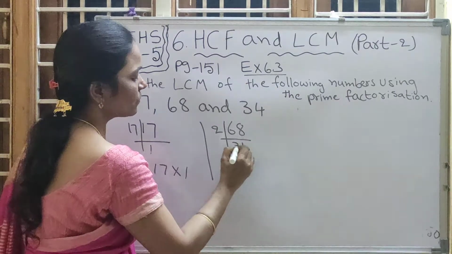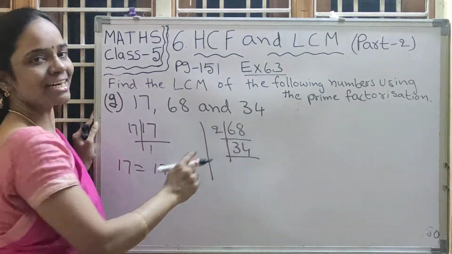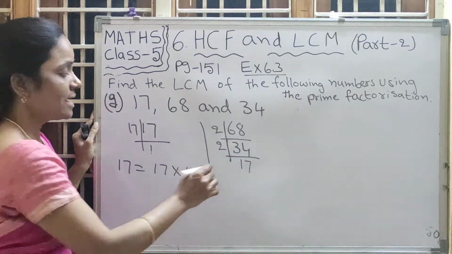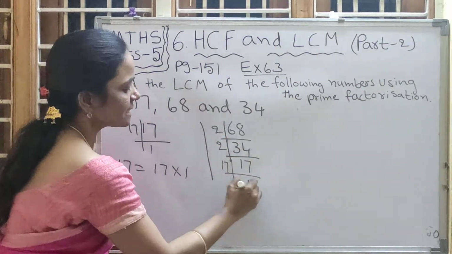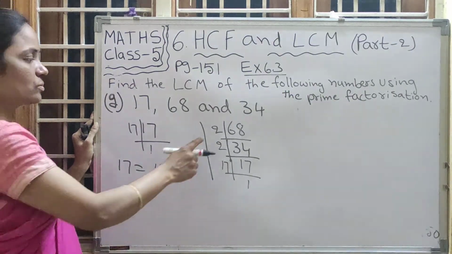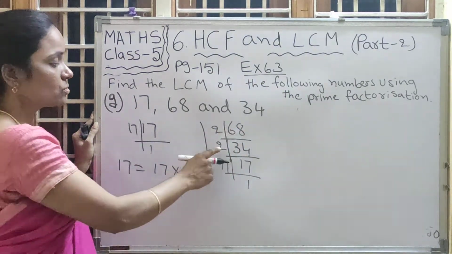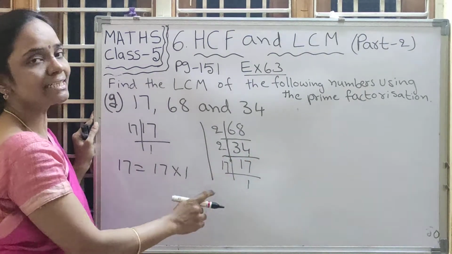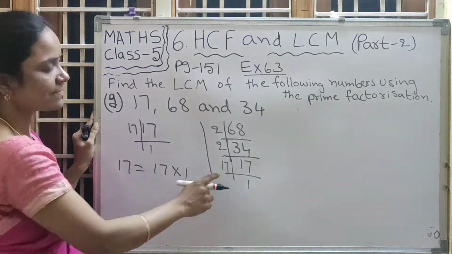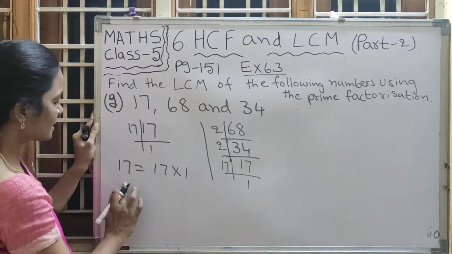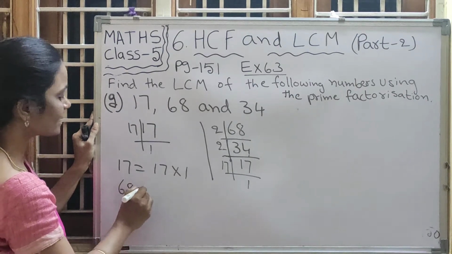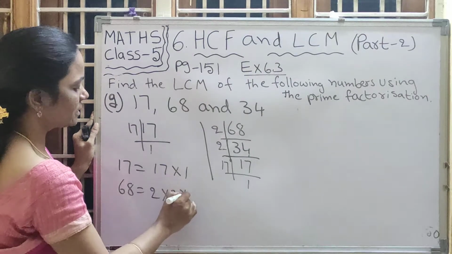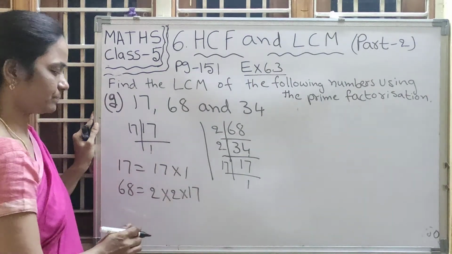Next take 68. So 2 divides 68. 2 34s are 68. Again in the 2 table, 2 17s are 34. Next, the 17 table. 17 ones are 17. And directly take the 17 table. 17 ones are 17, because 17 is a prime number. Now write down 68 is equal to, what are the factors? 2 into 2 into 17.